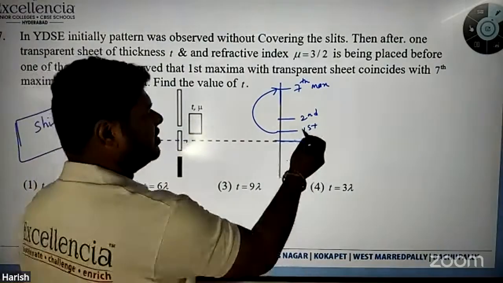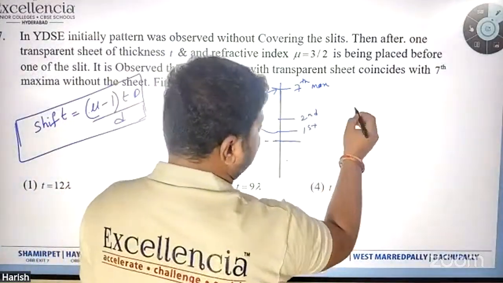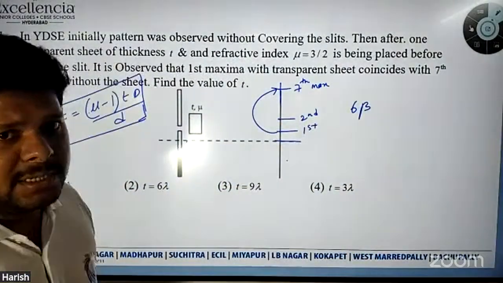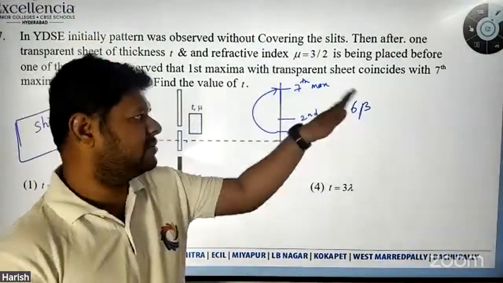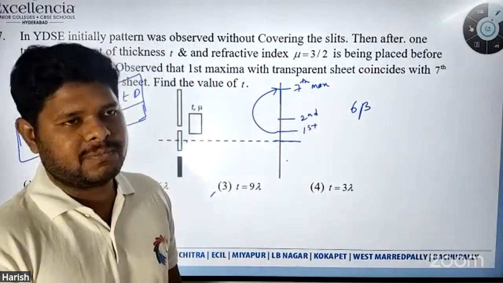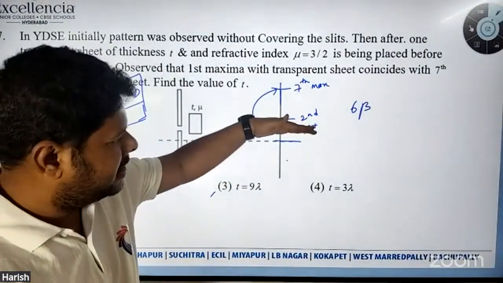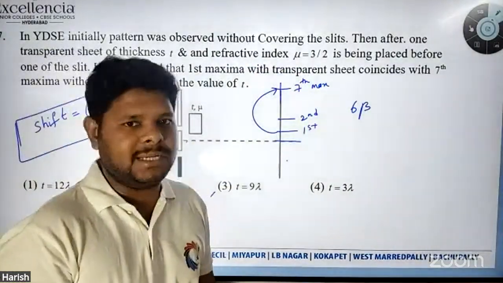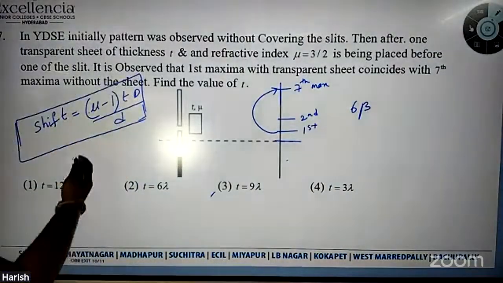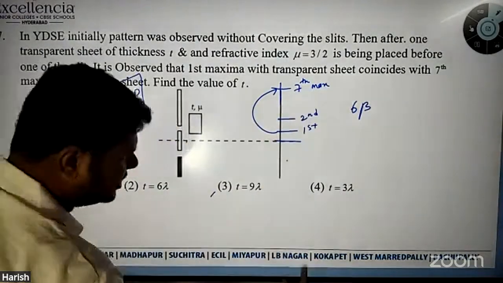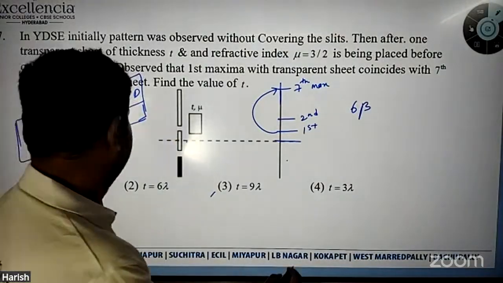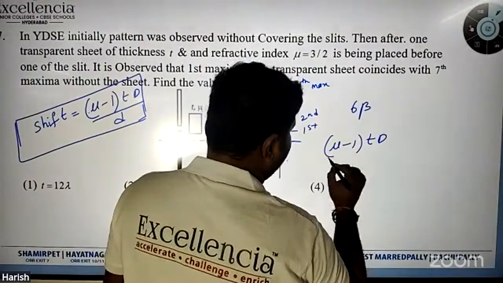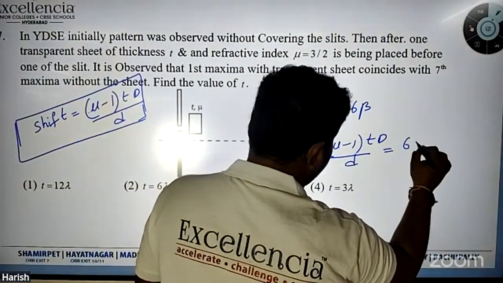The distance between the first maxima and seventh maxima is nothing but 6 beta, because the distance between any two consecutive maxima is beta. So earlier the first maxima is here, now it is here after placing the slab. So the shift I can say is 6 beta. So just use the formula for shift and equate it to 6 beta. That's it. So it is (mu minus 1) t D by d is equal to 6 beta.